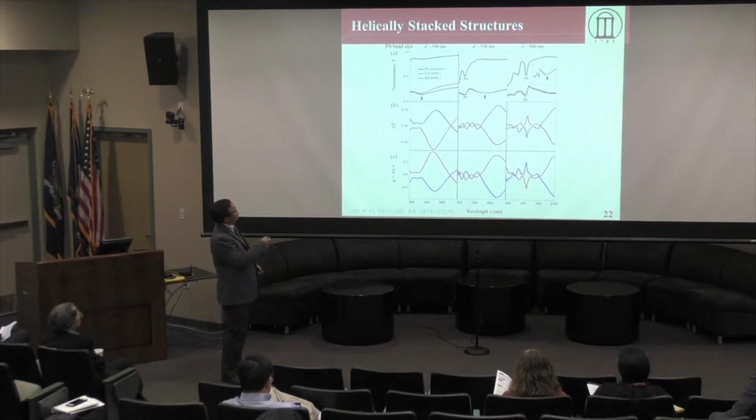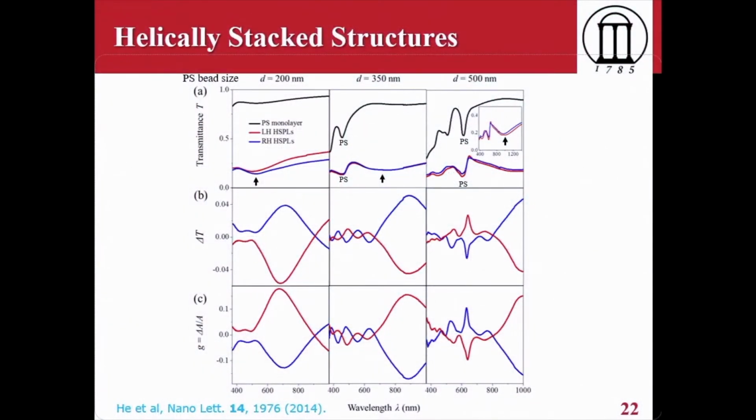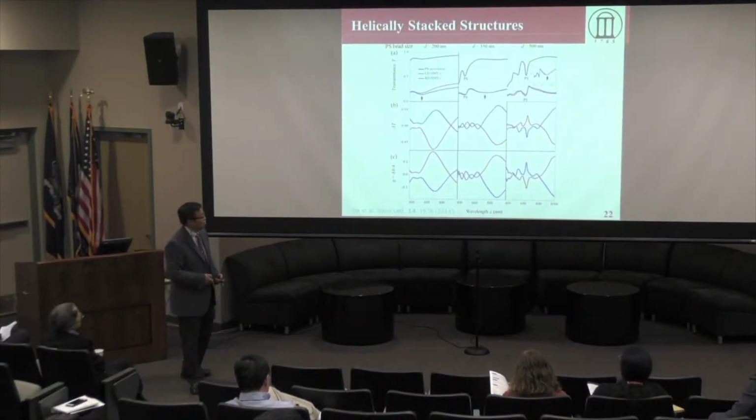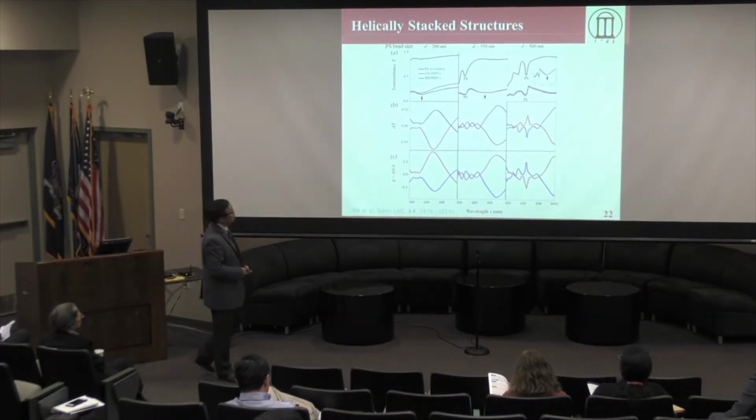So this is the non-polarized transmission. You can see that both the left-handed and right-handed structures have almost exactly the same non-polarized transmission response. However, if we look at the delta T, the circularly polarized difference transmission, they are exactly opposite to each other, very nicely opposite. And you can see that the peak of this CD shifts as a function of the diameter of the spheres. So you can use that to tune the CD response using these simple structures.